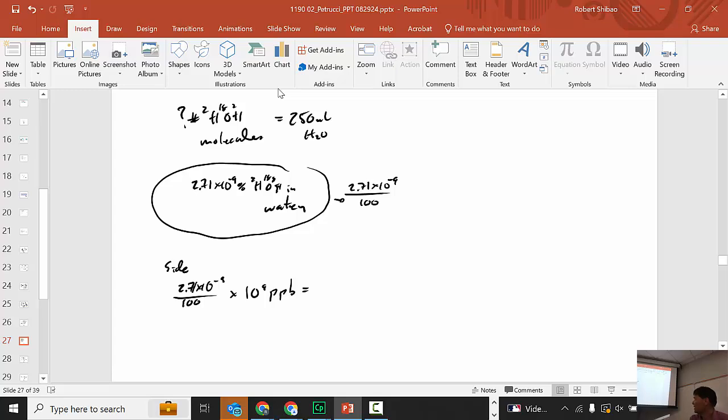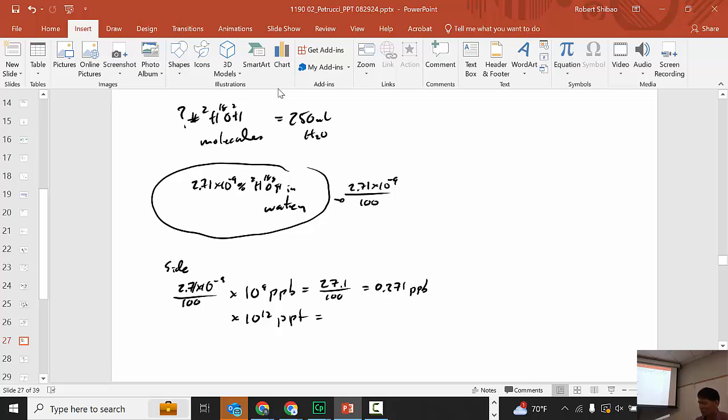If I do this, 10 to the minus 9 times 10 to the 9 gives us what? 10 to the 0, which would just be 1. And so this would be 27.1 out of 100, or 0.271 parts per billion. I don't want to do parts per billion. I'm going to do parts per trillion. And so I'll just multiply this by 10 to the 12, ppt, parts per trillion.